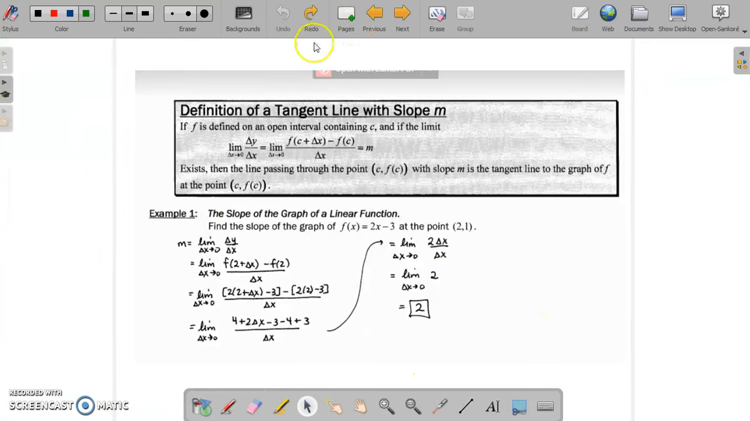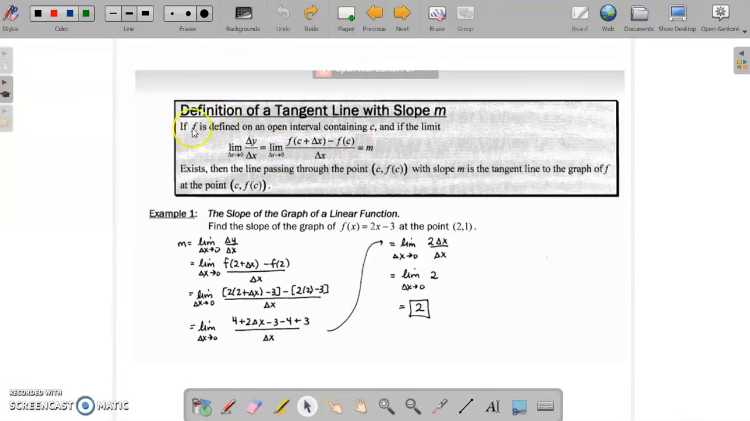Okay, so let's put that in some mathematical terms here. Right here, and you have this in your packet, this is the definition of a tangent line with slope m. I know it looks really scary and crazy, but what this is telling you is the change in y's over the change in x's. This is the point at C plus delta x minus the point at C.